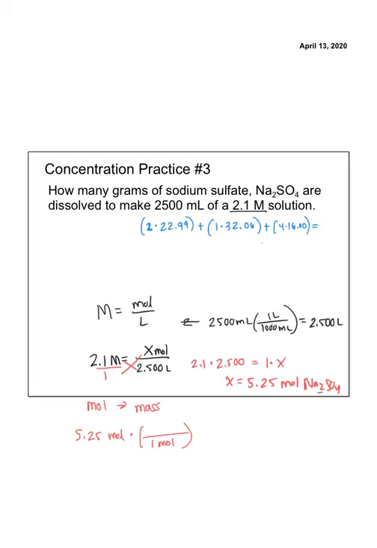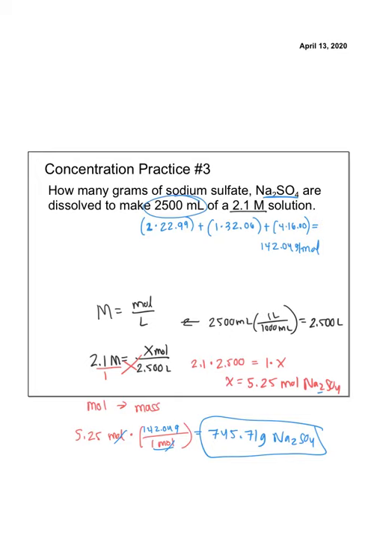That should give me the molar mass of 142.04 grams per mole. So I have the per mole part, so we'll do 142.04 grams times 5.25 divided by 1 mole, so mole cancels, gives me 745.71 grams. So what that means is I need to dissolve 745.71 grams, or 746 grams, of the Na2SO4 in 2,500 milliliters to make a 2.1 molar solution.